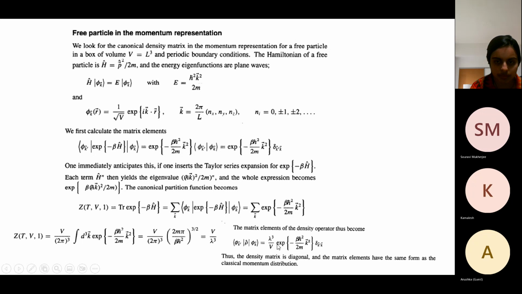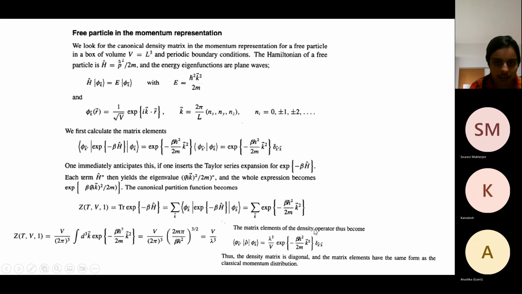So now if you put this expression for Z in the final expression, what would be your expression of rho? It should be this term divided by Z, and this is what is given here. So this is your density operator. Each element of the density operator, defined by the indices k prime and k, is given by this expression. What this delta function tells you is that the density matrix is diagonal. That means you'll have only the diagonal elements and all other terms are 0.